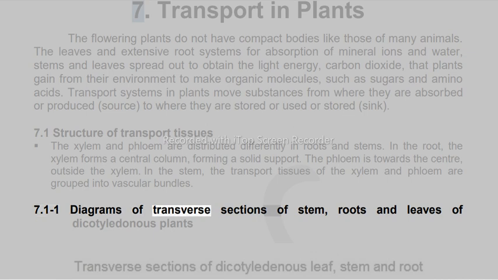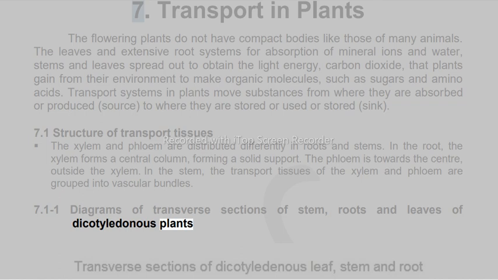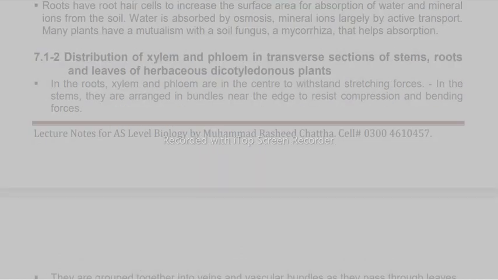7.1-1 Diagrams of transverse sections of stem, roots, and leaves of dicotyledonous plants. Roots have root hair cells to increase the surface area for absorption of water and mineral ions from the soil. Water is absorbed by osmosis, mineral ions largely by active transport. Many plants have a mutualism with a soil fungus, a mycorrhiza, that helps absorption.